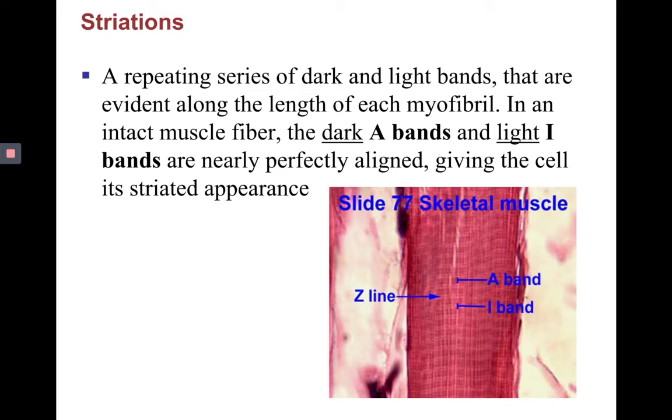And if two things are overlapping, their shadow is darker than when there is only one element, so that shadow is lighter, and that creates these dark and light areas. And we can see the dark and light bands in each myofibril along the sarcomeres. So if you have a completely intact muscle fiber, the dark bands, which are also called A bands, and the light bands, which are also called I bands, should be perfectly aligned, and that's what gives the cell a striated appearance.